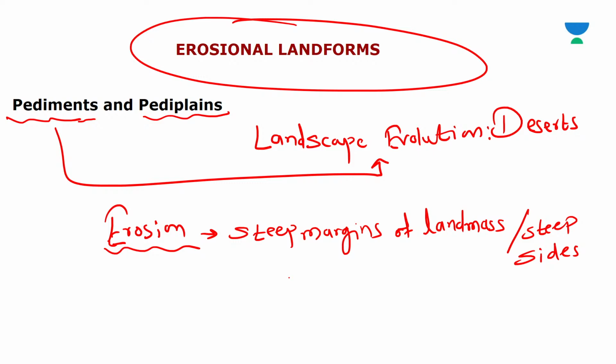and gradually the mountain gets reduced, leaving an inselberg which is remnant of the mountain. So that's how the high relief in desert areas is reduced to low featureless plains called pediplains.